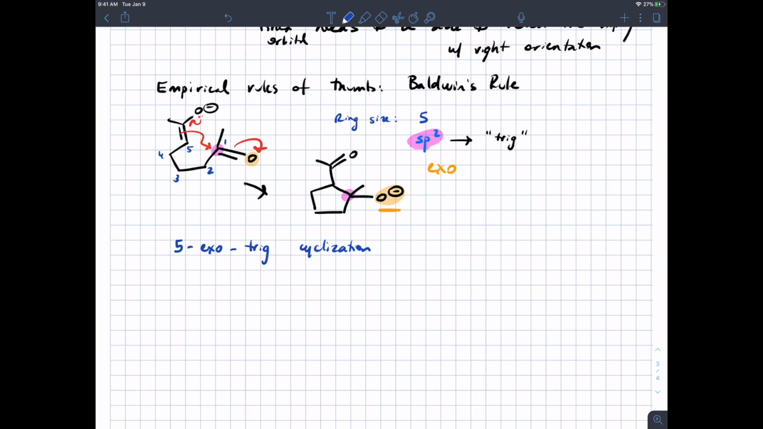That's right. So exo refers to the fact that the oxygen's outside of the ring. Trig refers to the fact that the carbon we attacked was sp2 hybridized. Okay, what else?